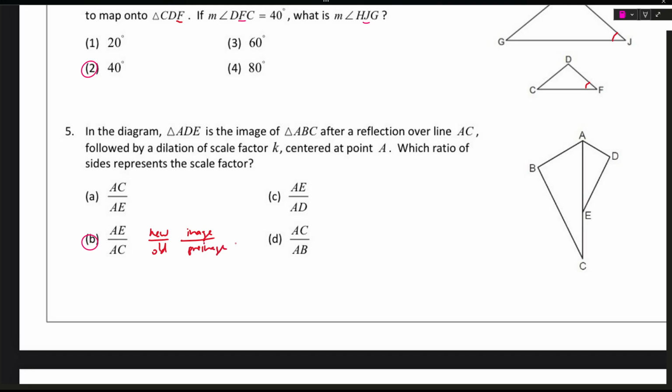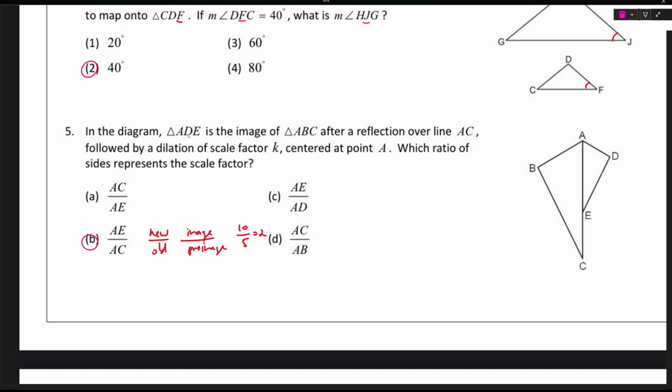So like if something doubled, right, it would be, let's say 10 and the old thing is 5, that should give you a scale factor of 2. Yeah, everything should work out. Okay. So if you try out all the choices, like if I do choice A, AC over AE, the bigger thing divided by the smaller thing.